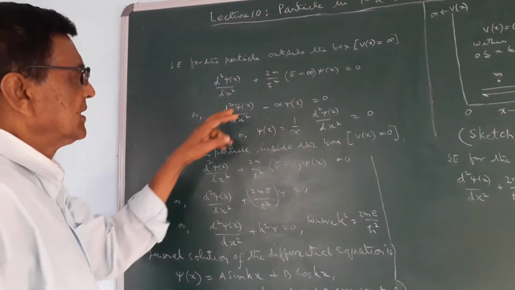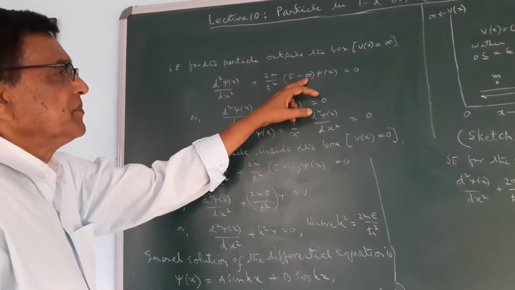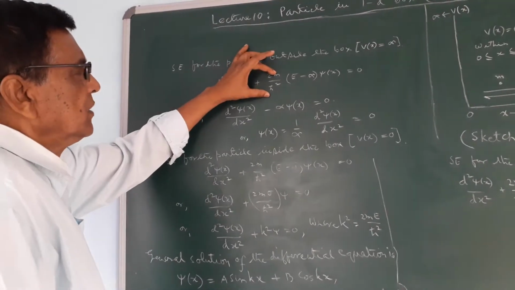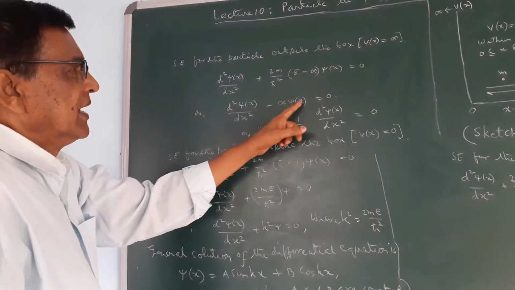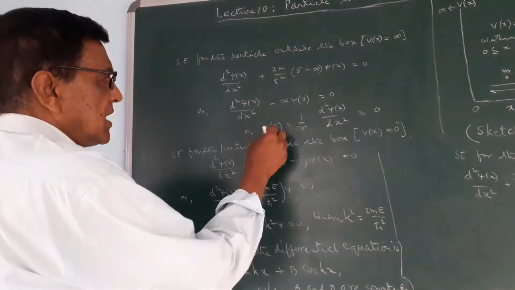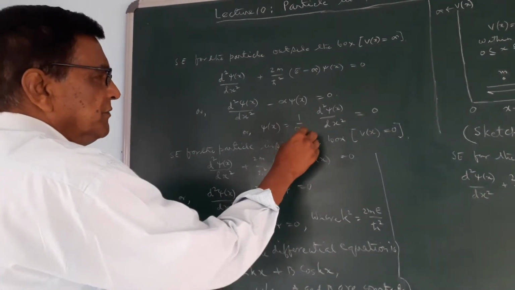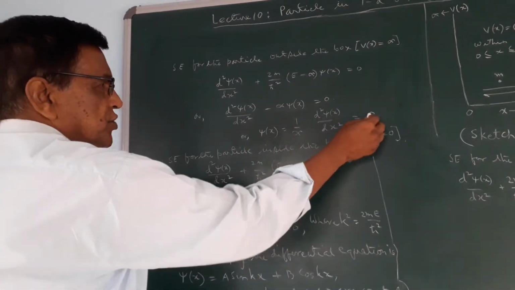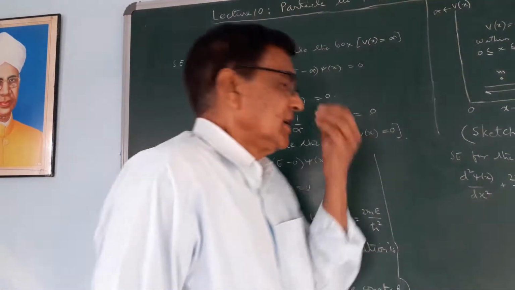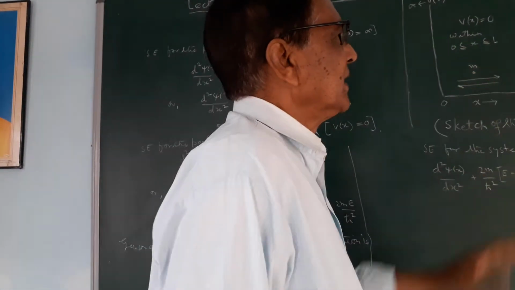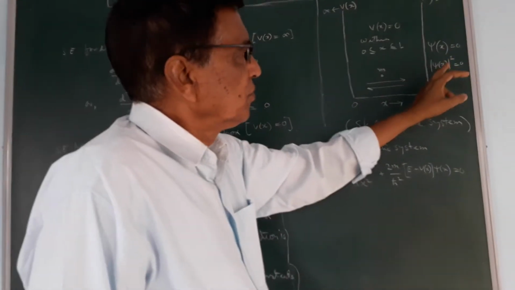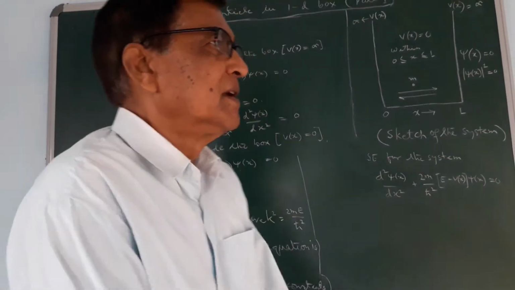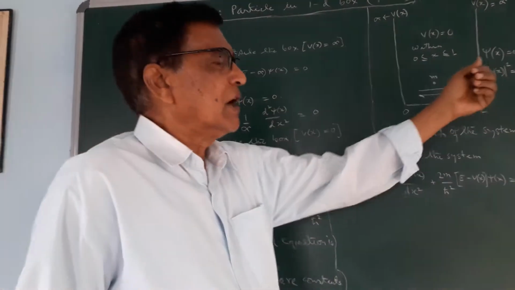So E minus infinity is minus infinity, and multiplied by some quantity it is also minus infinity. So ψ(x) equals 1 by infinity into d2ψ/dx², and 1 by infinity means 0. That means the wave function for this particle outside the box is equal to 0. So the probability density is also 0, meaning there is no chance for the particle to be found outside of this box.